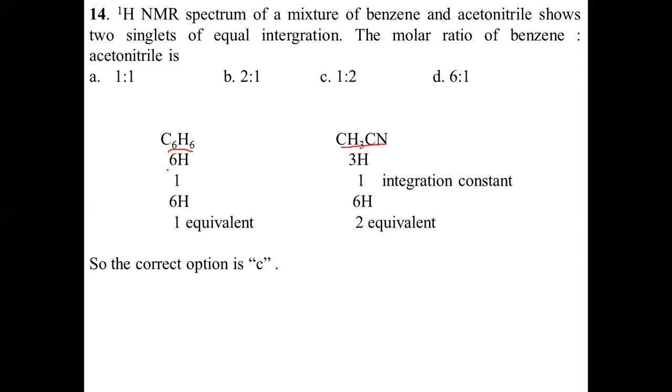So I would expect the integration ratio to be 2:1. But what they're saying is that it has to be 1:1, equal integration. So 1:1 means if this is for 6 protons, this also should be for 6 protons. How is it possible? When you take twice the amount of this, then you'll have 6. So it is 1 equivalent and this is 2 equivalent. So your correct answer is going to be option C.